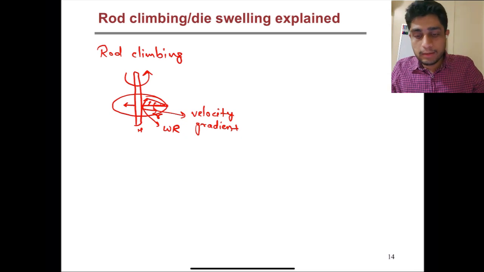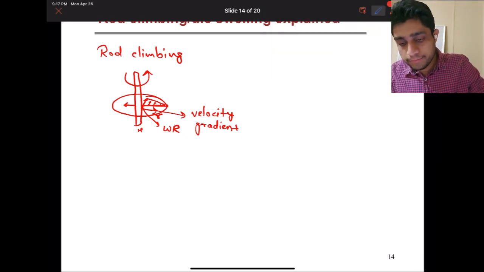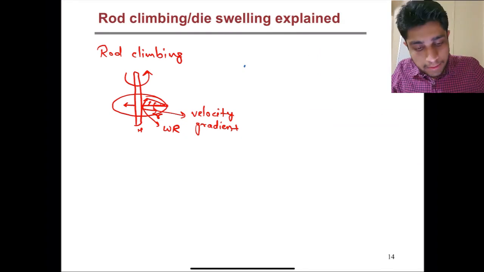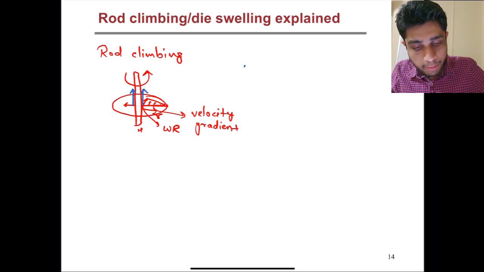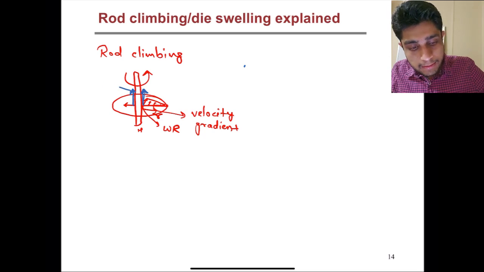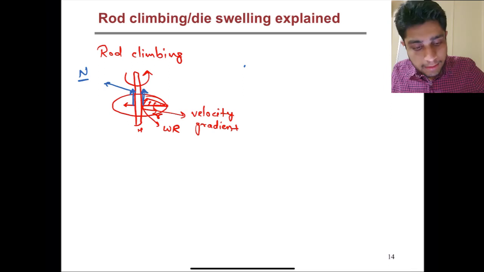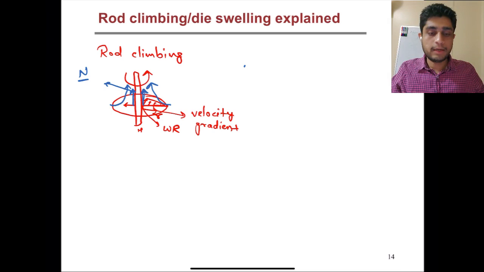But since shear stresses lead to normal stresses in non-Newtonian fluids, we can expect a force in the direction normal to the radial direction, which is basically upwards here. This is the normal stress N, and because of that it pulls the liquid up, and that results in the rod climbing effect.